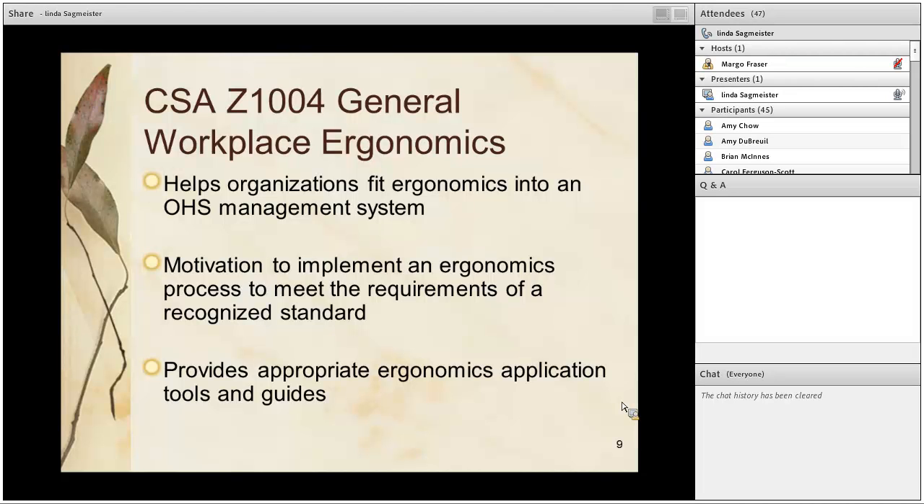And then at the end, like I said, in the annex, there's an application tools and guides annex, which has a lot of the hands-on tools and checklists and so on, and references to other materials that people can use when they're actually applying the ergonomics on the shop floor, so to speak.